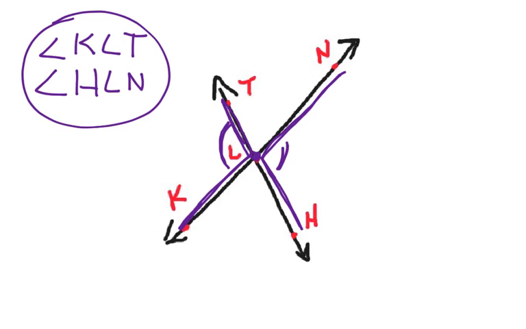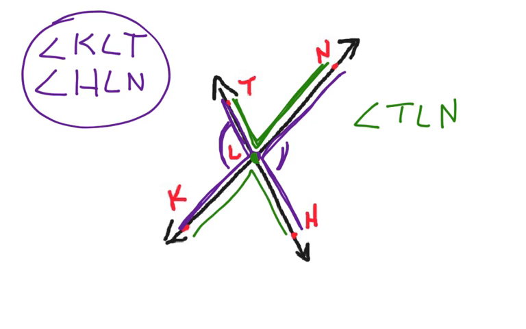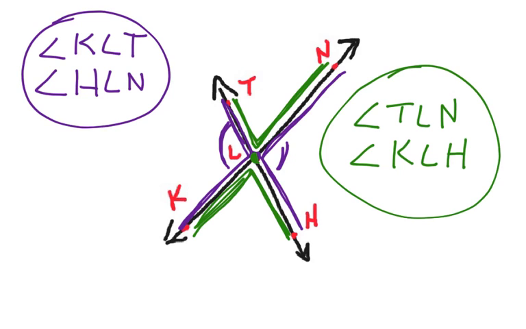Let's look at the other pair of vertical angles. Angle TLN or NLT, and I'll write that here, angle TLN. And the vertical angle, or the angle opposite that vertex that they share, is angle KLH, or HLK, either way. So angle KLH. Now, this is the second pair of vertical angles, and they are equal to each other. They're both acute angles, and they have the exact same measure.